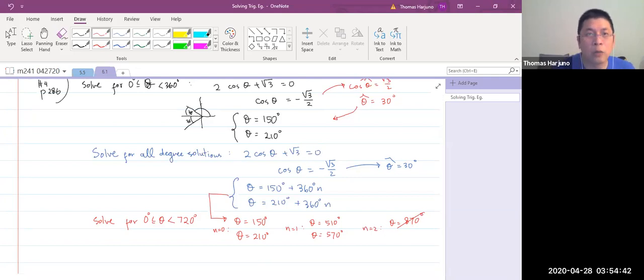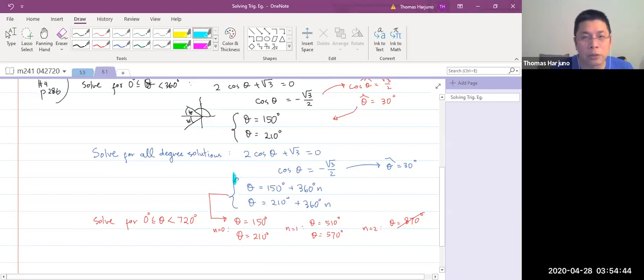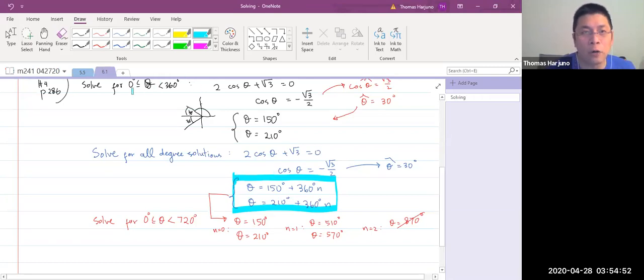This guy here will provide us the general solution. In fact, if you think about it, you can get the general solution first, and then if you need only from 0 to 360, you will see when n equals 0, you get that 150 and 210. When n equals 1, it's already outside. So I somehow recommend my students to get the general solution first.